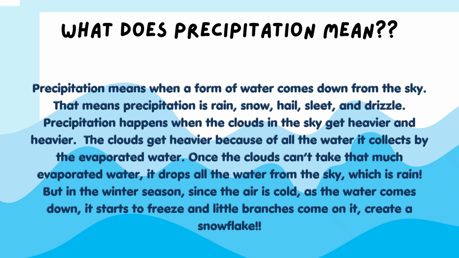What does precipitation mean? Precipitation means when a form of water, aka rain, snow, hail, sleet, or drizzle, comes down from the sky. Precipitation happens when the clouds in the sky get heavier and heavier. The clouds get heavier because of all the evaporated water they collect. Once the clouds can't take that much evaporated water, they drop all the water from the sky, which is rain.